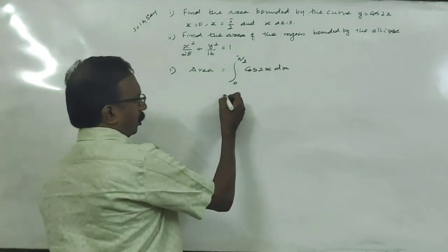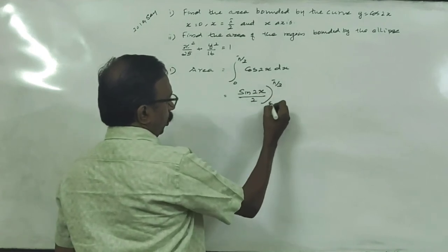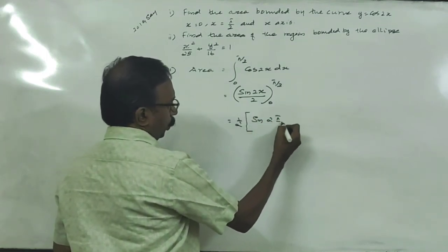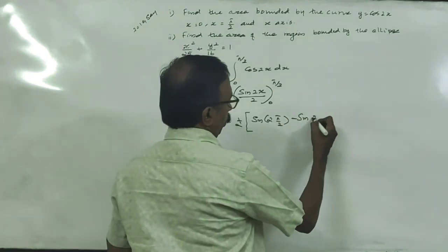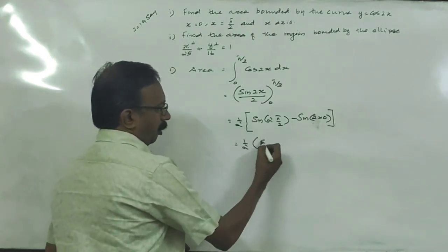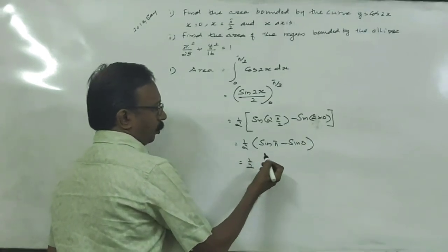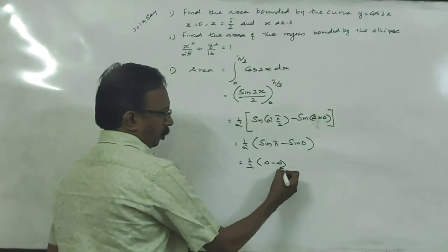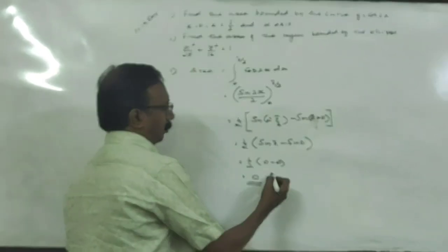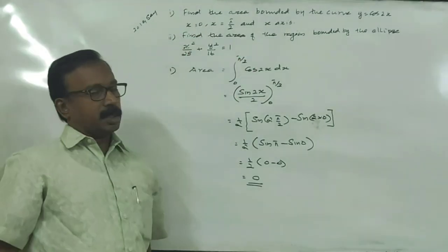Integral of cos 2x is sin 2x divided by 2. Here upper limit pi by 2, lower limit 0. It is 1 by 2, a constant, into sin 2 into pi by 2 minus sin 2 into 0, isn't it? So we have half into sin pi minus sin 0, that is half into 0 minus 0, therefore 0. So there is no area between x is equal to 0 and x is equal to pi by 2.